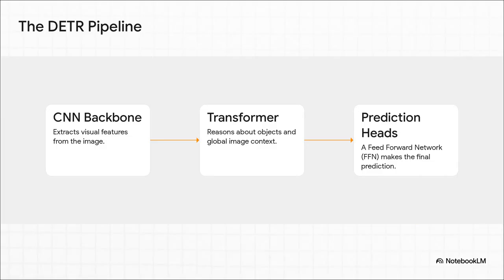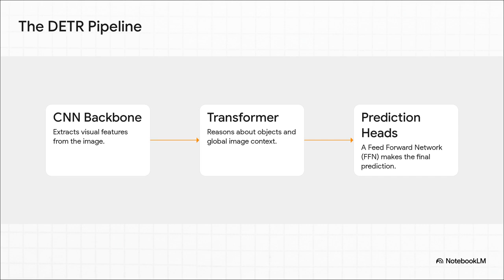And the pipeline itself is just beautifully simple. First, the CNN backbone acts as the eyes, creating this rich map of all the visual features. Second, that map gets fed into the transformer, which is basically the brain. And finally, some simple prediction heads, just little feed-forward networks, act as the mouth, turning the transformer's understanding into the final answer. Eyes, brain, mouth.